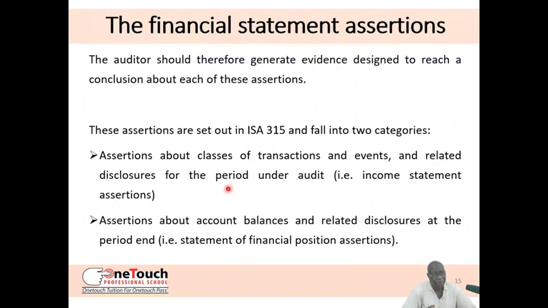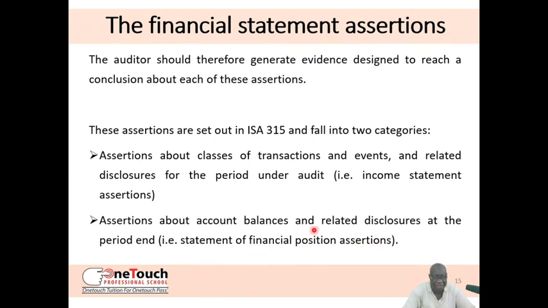To let you understand this clearly, there are assertions that go into the income statement. That is assertions about classes of transactions and events, and how they are disclosed in the notes. Then we also have assertions about account balances and related disclosures at the period end. So we say that is the financial statement position assertions.